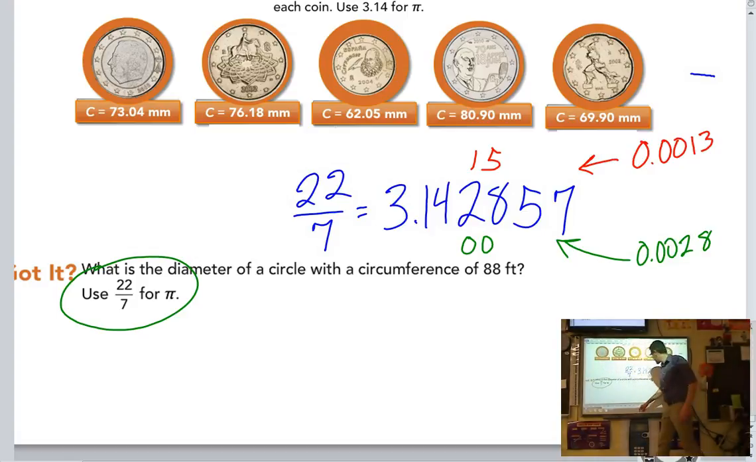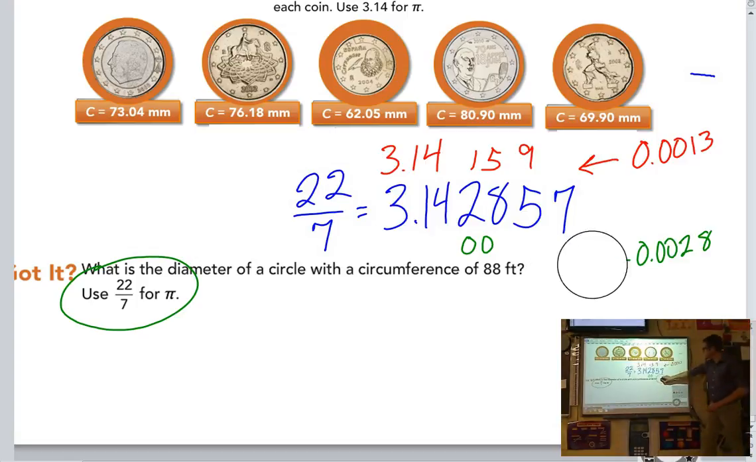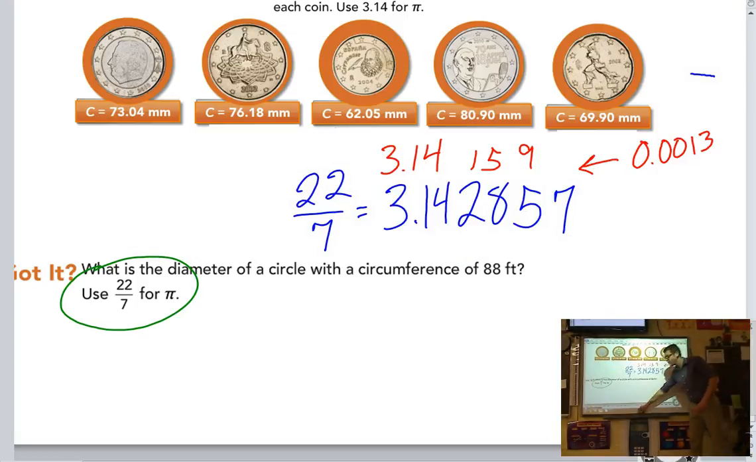Sorry, I just thought about this backwards. This was our approximation. Our actual, I need to correct this before we move on, 3.14159. Where I meant to talk about this, my bad.